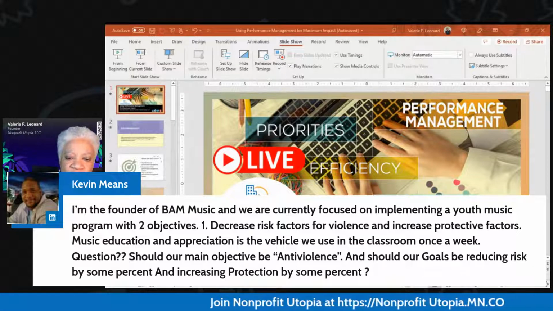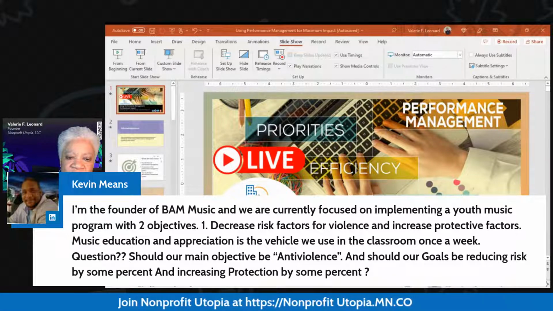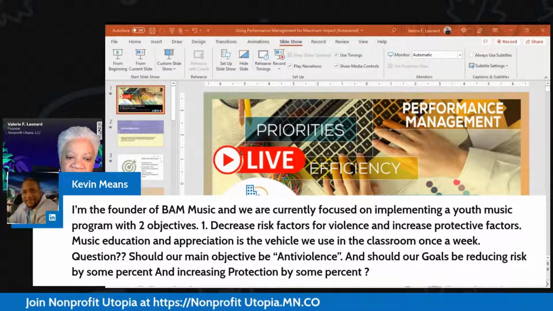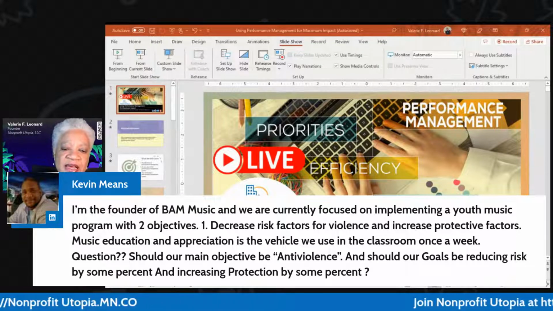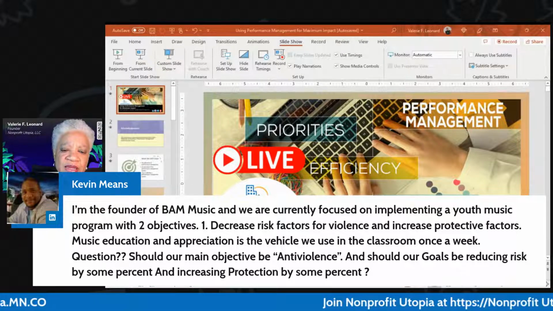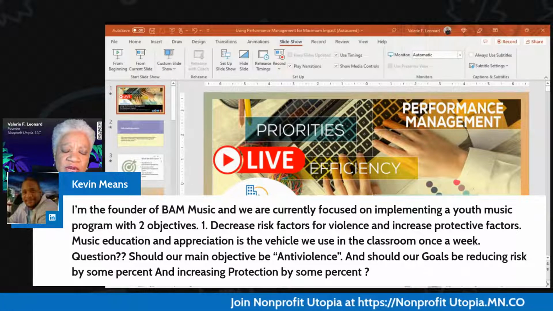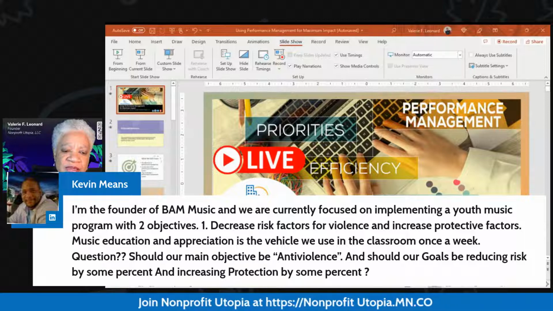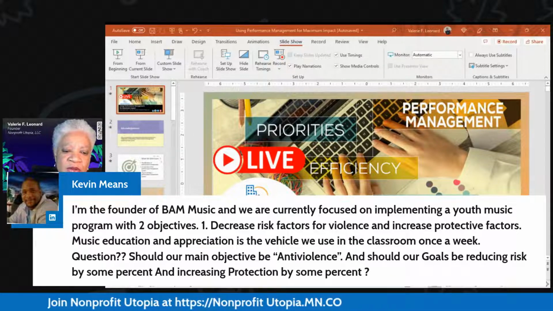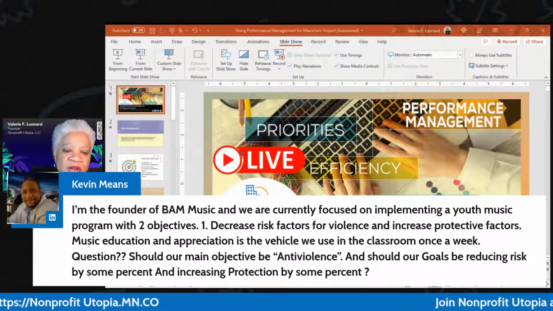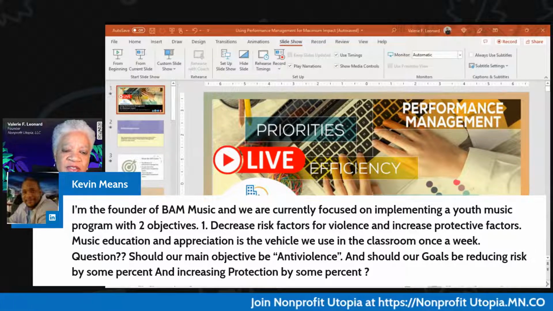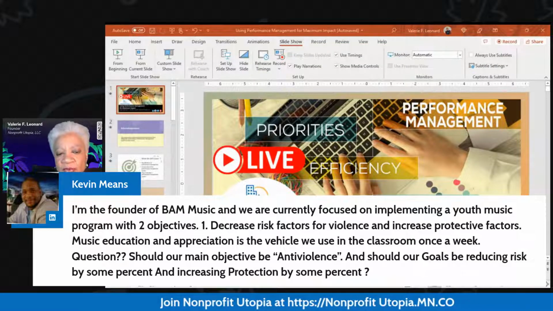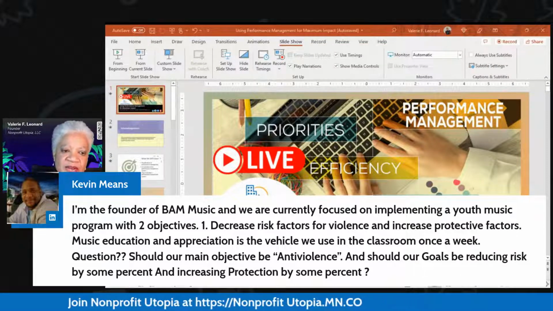And should our goals be reducing risk by some percent and increasing protection by some percent? I am not sure if you're going to necessarily increase protection, but your goal is going to be healthy outcomes for the youth, and increasing the protective factors is probably going to be buried within one of the objectives.